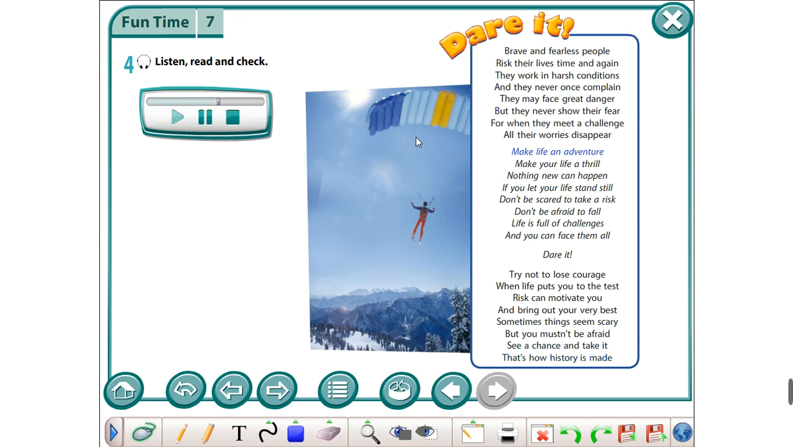Make life an adventure, make your life a thrill. Nothing new can happen if you let your life stand still. Don't be scared to take a risk, don't be afraid to fall. Life is full of challenges and you can face them all. Make life an adventure, make your life a thrill. Nothing new can happen if you let your life stand still. Don't be scared to take a risk, don't be afraid to fall. Life is full of challenges and you can face them all.